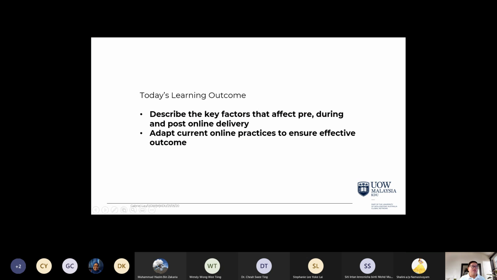today's learning outcome: key factors that affect pre, during, and post online delivery. Now, I'm a strong believer of preparation. If you prepare well, everything will fall in place. If the preparation is done properly, if there are any hiccups during the session itself, there will normally be contingent plans already available so that it will not be more detrimental. And adapt current online practices to ensure effective outcomes. At the end of the day, we must always think of the learning outcome of the student itself.